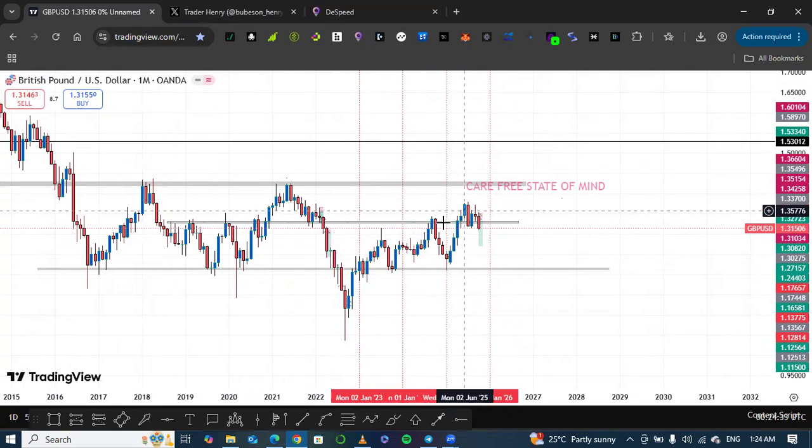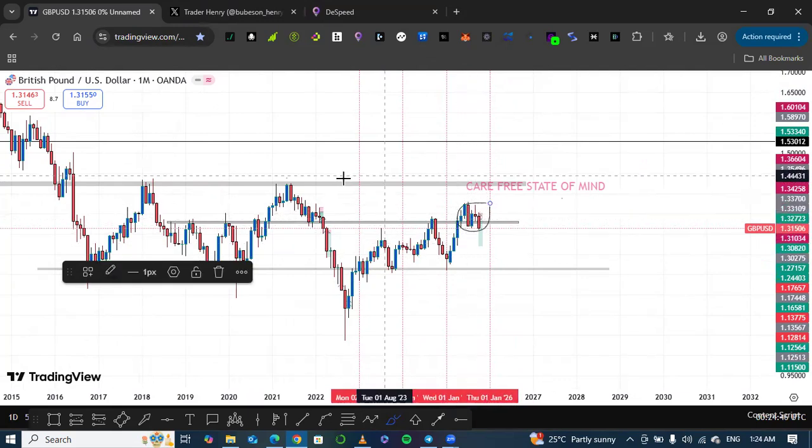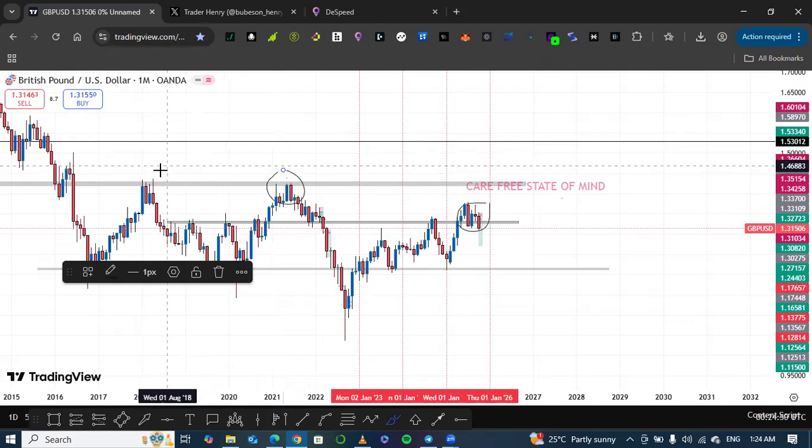In fact, this minor level is going to push price down because this pattern here is a reversal pattern on the monthly time frame. If you watch closely, you'll see that this pattern is also very similar to what it did over here, and also very similar in some ways to what it did over here.